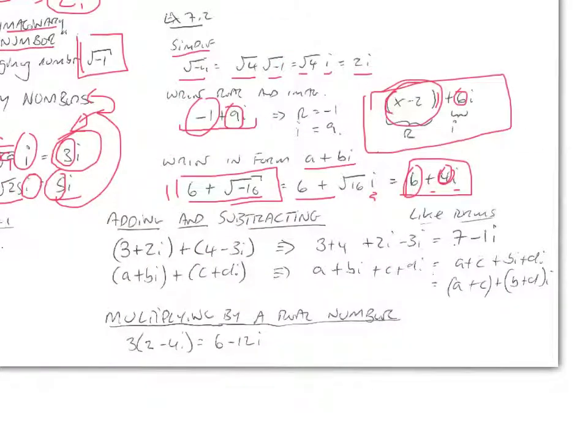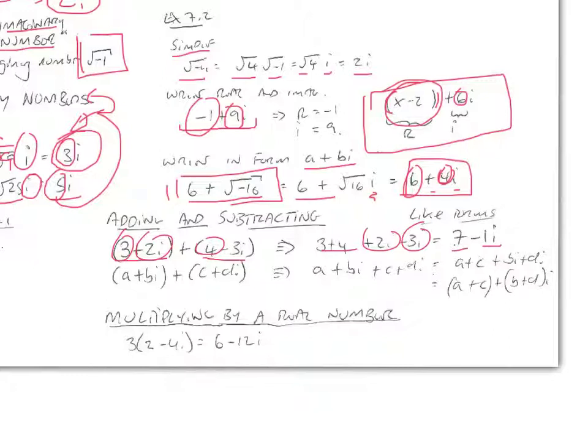So let's look and see how we can add and subtract complex numbers. So let's add 3 plus 2i to 4 minus 3i. Well, basically to add or subtract complex numbers, we simply gather the like terms, we break out the brackets, so we have 3 plus 4 plus 2i minus 3i. 3 plus 4 is 7, and 2i minus 3i is minus 1i.